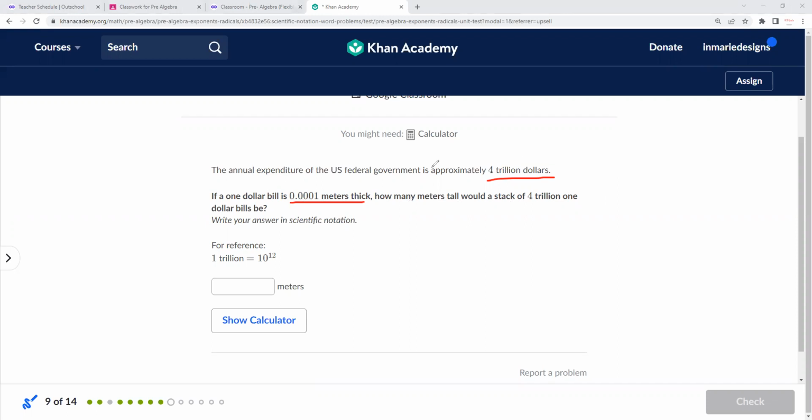So we're going to multiply. If you have $4 trillion, you would multiply it by this. So if you were to write out 4 trillion, and that's why you do scientific notation, so you don't have to deal with all these numbers.